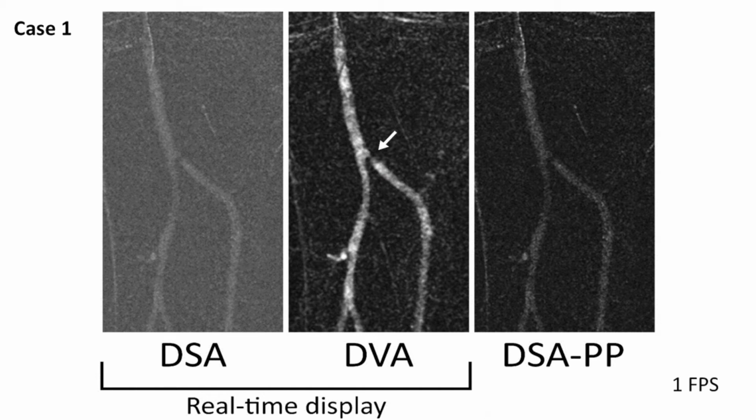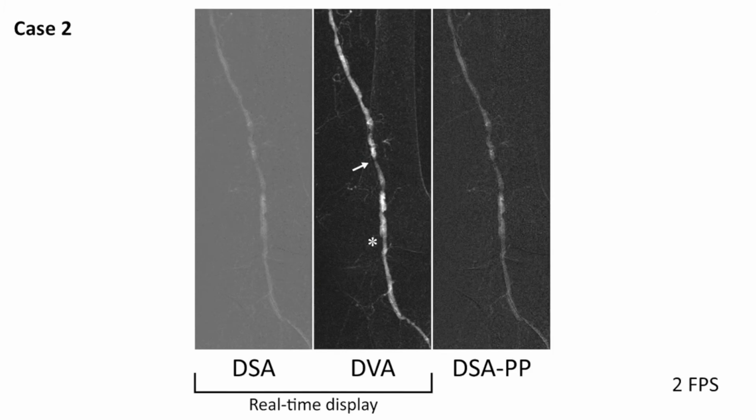This lesion is marked with a white arrow. In this case, DVA gave a more detailed view of the stenosis than both the real-time and the post-processed DSA images. In case number 2, a high-grade residual stenosis and a flow-limiting dissection of the popliteal artery can be seen, which are marked by a white arrow and a star. These lesions are most visible in the DVA image.